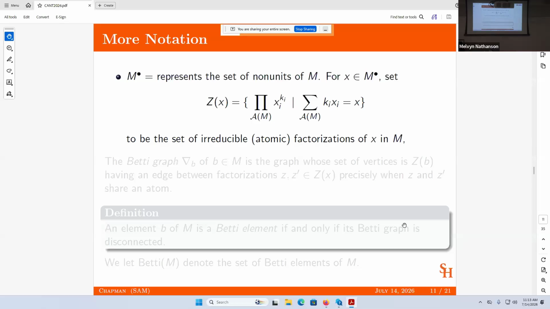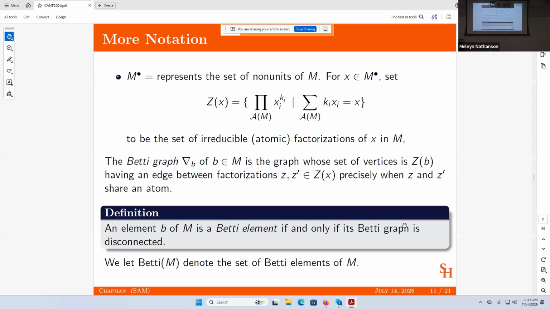Now, here's an object which has become popular in the literature around this type of thing, again, over the past 10, 15 years. If I take an element x, I look at this set Z of x. I'm going to build a graph on the set of factorizations, and I'm going to put an edge between two factorizations if they share an atom.